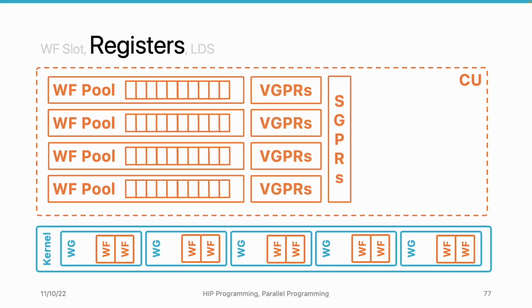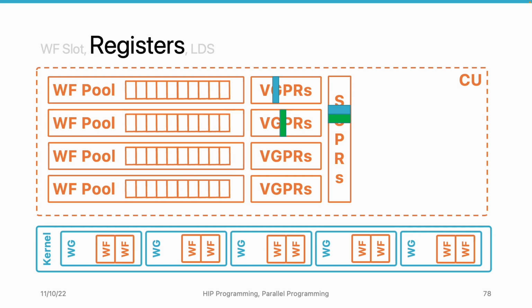This number is different from GPU to GPU, but most high-end GPUs have 10 slots per pool. Then we need to look at the registers. We have vector registers, and we also have scalar registers. There are 4 vector register files and 1 scalar register file. Each vector register file is associated with one wavefront pool. So, for example, if we have one wavefront that wants to go to one wavefront pool, we may allocate some vector register space for that wavefront. And we may also allocate some scalar register space for that wavefront.